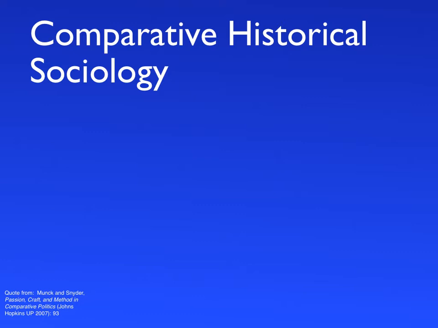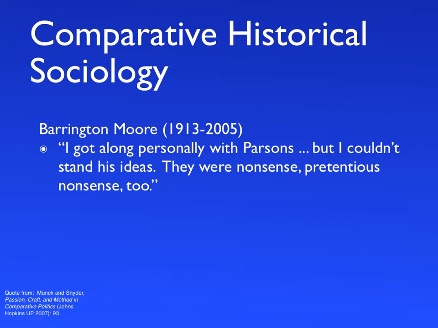A second way that scholars in comparative politics reacted to the collapse of modernization theory was to go back to the classics that had inspired modernization theory, but look at them in a different way. And the person who was most directly associated with this was Barrington Moore. Barrington Moore was a sociologist and political scientist and historian, taught at Harvard.